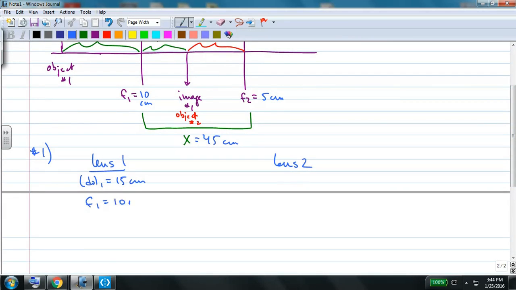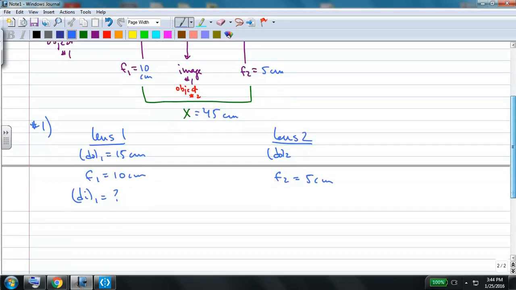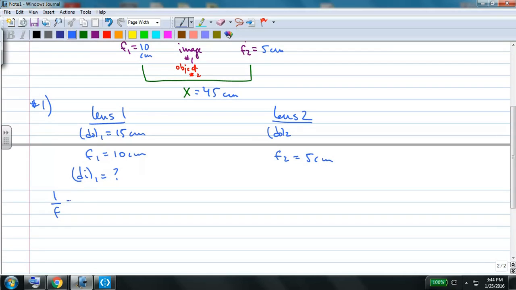F1 is 10 centimeters. We know that F2 is 5 centimeters. We don't know yet what DO2 is. We will in a second. So let's start out by looking for DI1. And you just use the lens mirror equation, not very complicated.